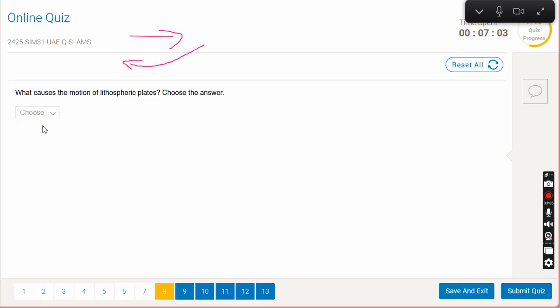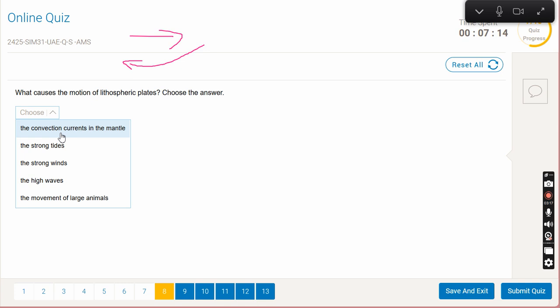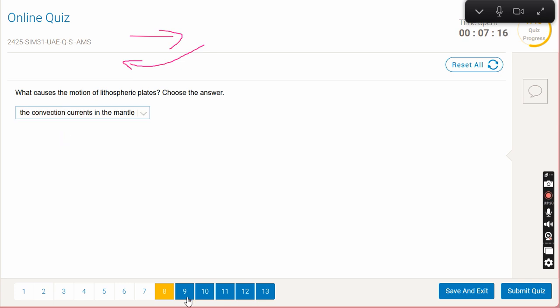Now, the next one. What causes motion of the lithospheric plates? Now, don't get confused here. Sliding of the lithospheric plates is due to the asthenosphere. But the motion of the lithosphere happens because of the convection currents in the mantle. So keep that in mind. Don't get confused by this.